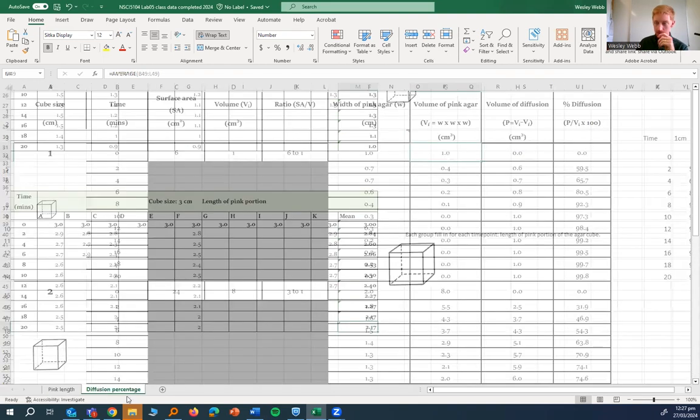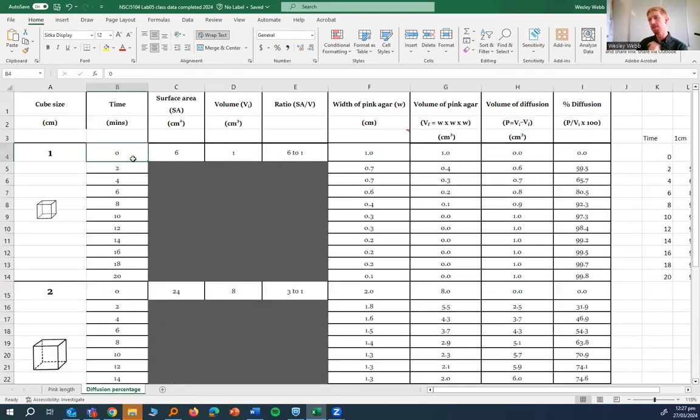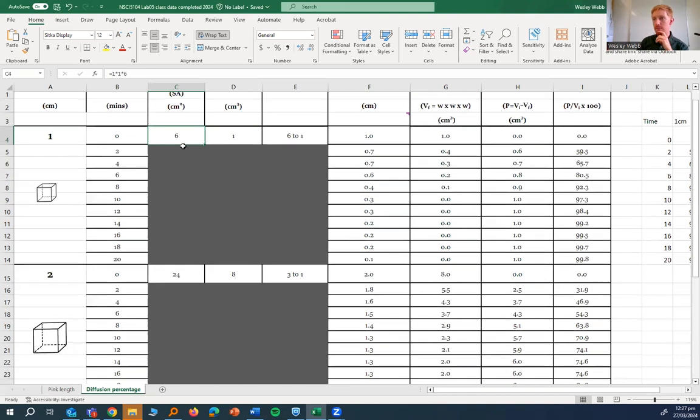Okay. Now, if we go over to the next tab, the diffusion percentage tab, here's where we do the calculations to convert that into the percentage of diffusion from our pink length to the diffusion percentage. So we've calculated the surface area of these cubes. The first one was 6 because it's 1 by 1. So one face of that cube is 1 centimeter squared. And then there are 6 different sides to a cube. So you multiply it by 6. And you get 6 centimeters squared.